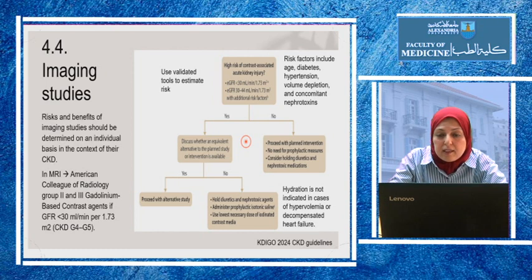Regarding imaging, again, if the patient is high risk with a GFR of 30, or GFR 30 to 45 with additional risk factors, we should prefer to use other modalities than contrast-enhanced radiology. But if it is very important, then we hold diuretics and nephrotoxic drugs, we give the patient prophylactic isotonic saline, and we give the lowest necessary dose of iodinated contrast media. What about MRI?